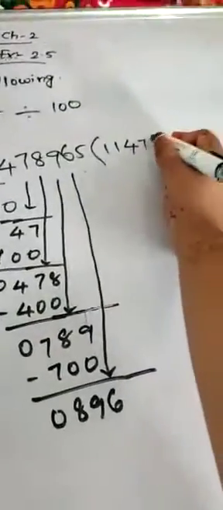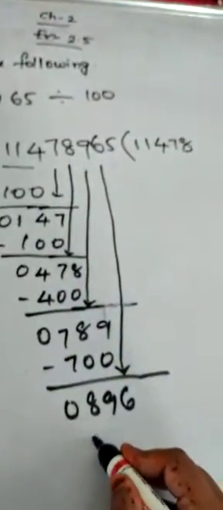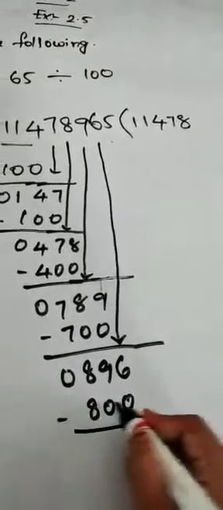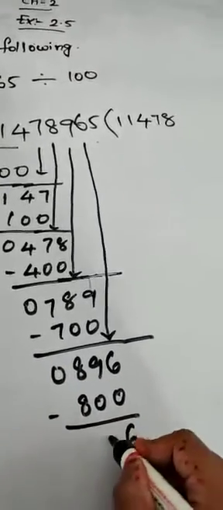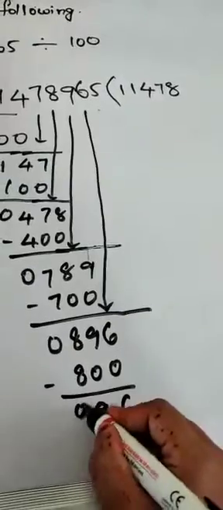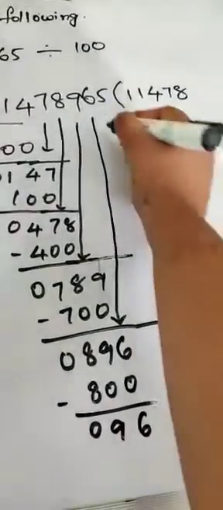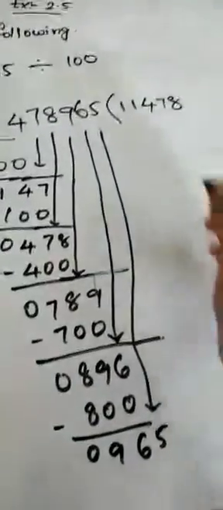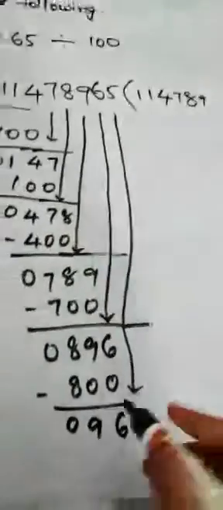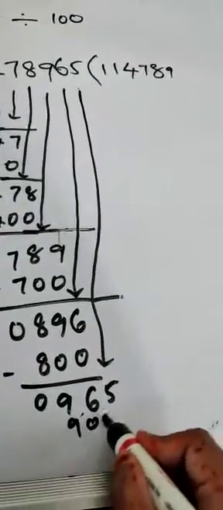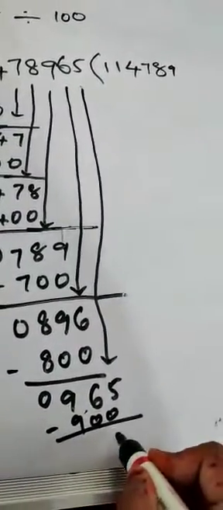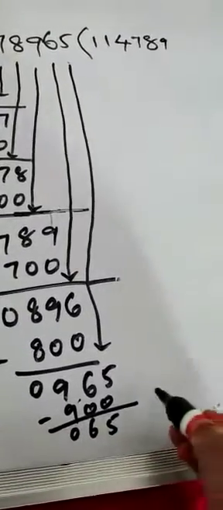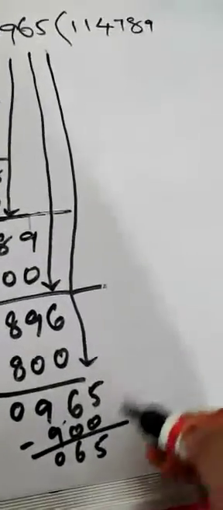So we have to take 8. So 100 eights are 800. 6 minus 0 is 6, 9 minus 0 is 9, 8 minus 8 is 0. So 96. What is the next number here? 5. So 100 nines are 900. 5 minus 0 is 5, 6 minus 0 is 6, 9 minus 9 is 0. So we should take.